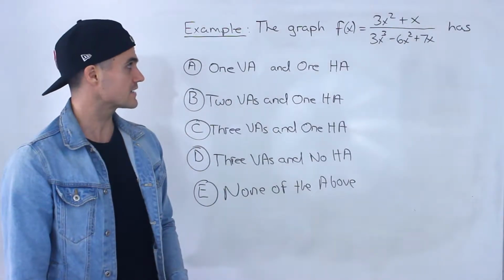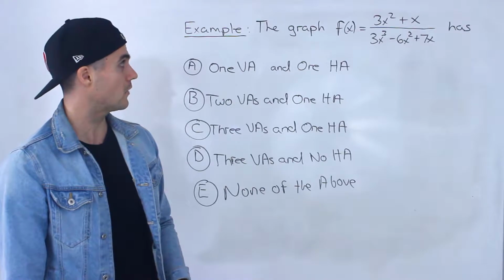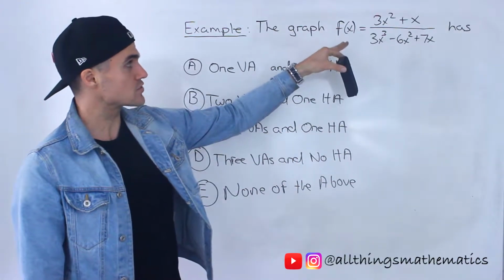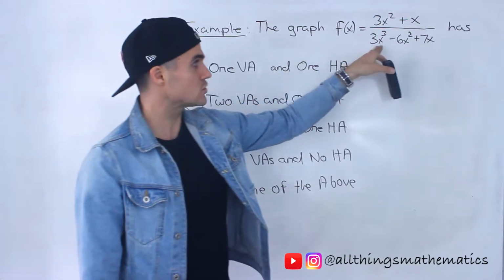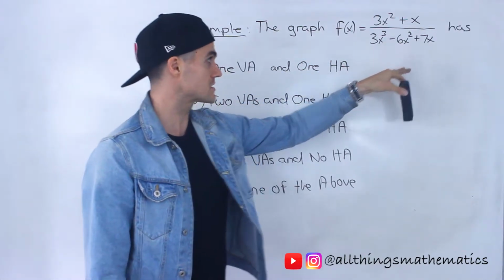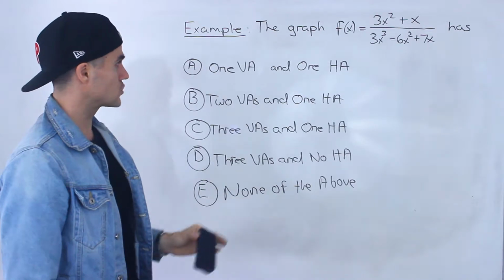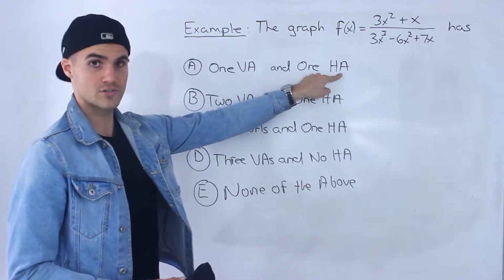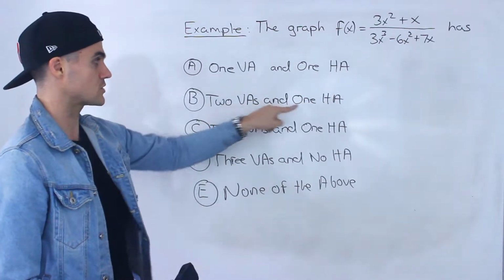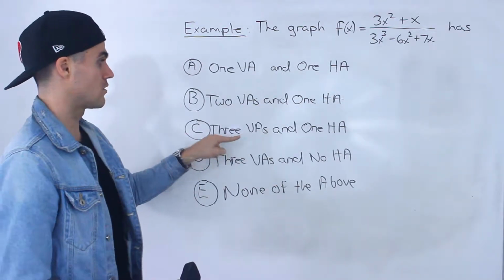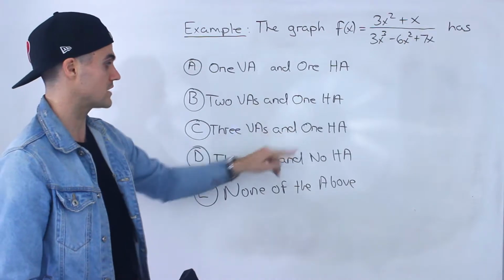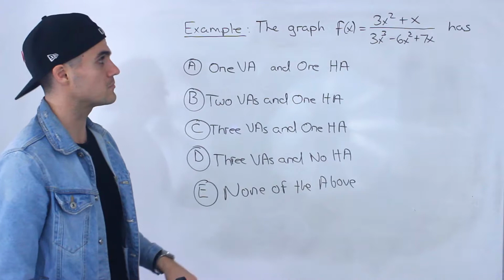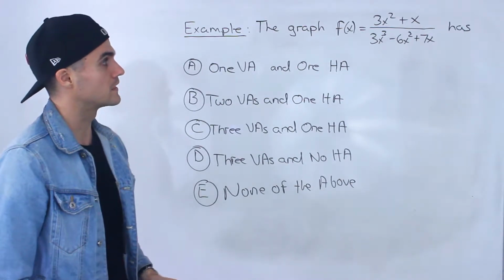And in this next example, what we've got to figure out is basically how many asymptotes this function has. 3x squared plus x over 3x cubed minus 6x squared plus 7x. And it's going to be one of these five choices here. Either it's going to have one vertical asymptote and one horizontal asymptote, 2 vertical asymptotes and 1 horizontal asymptote, 3 vertical asymptotes and 1 horizontal asymptote, 3 vertical asymptotes and no horizontal asymptote, or it's going to be none of the above.